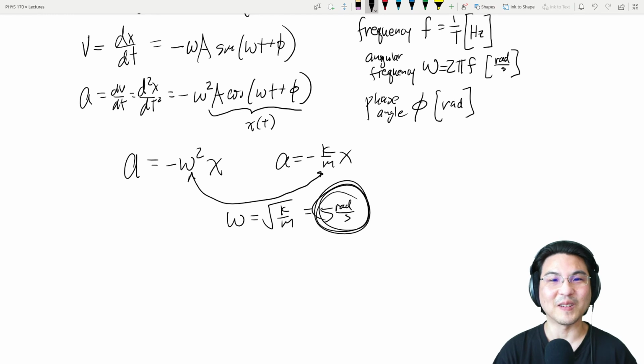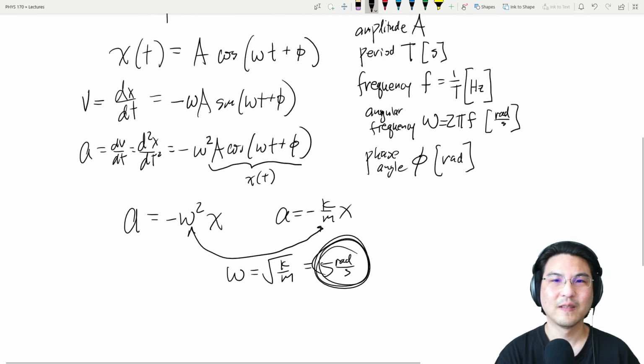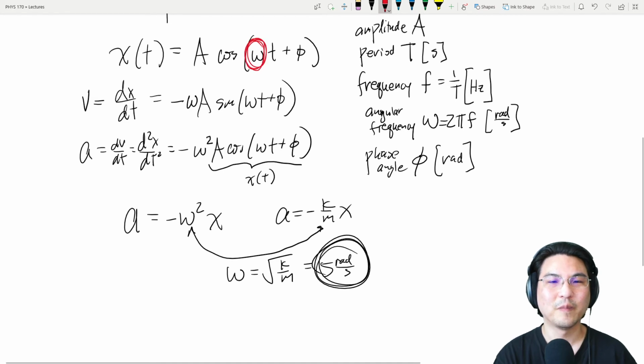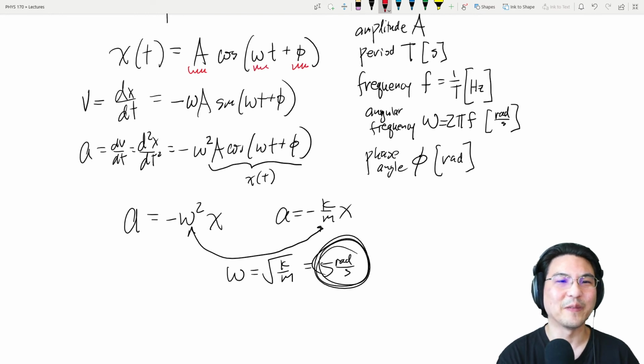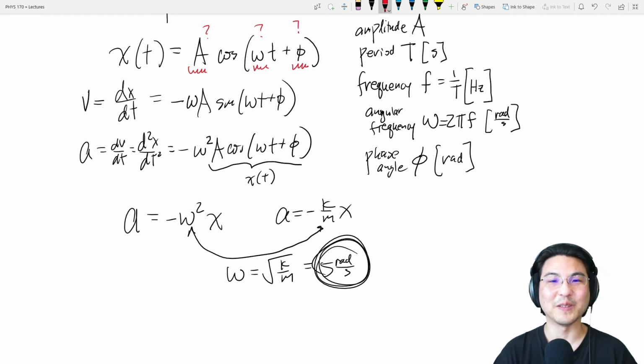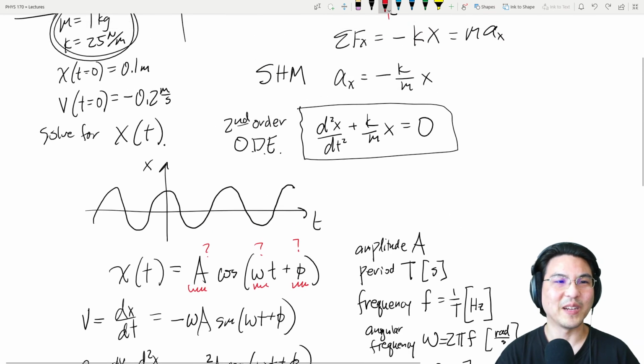So we would know the answer. We know this is 5. But what is this and what is this? Because here we have 3 unknowns we need to figure out. So we got this one, that's 5. How about the amplitude and the phase angle? How do we get that? You use the initial conditions right here that I made up. These initial conditions.